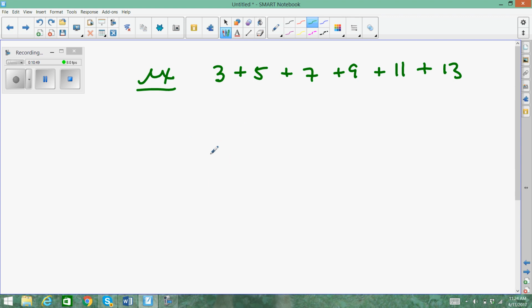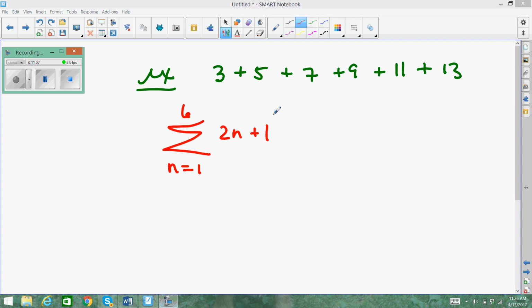We need to figure out our rule in terms of n, and then we're going to have to figure out where we're going to stop. And then what we could do is check the whole thing and make sure that we get 3, 5, 7, 9, 11, 13. Okay, so you're going to pause the video and see if you can do that. Okay, so I hope that this is the one that you got.